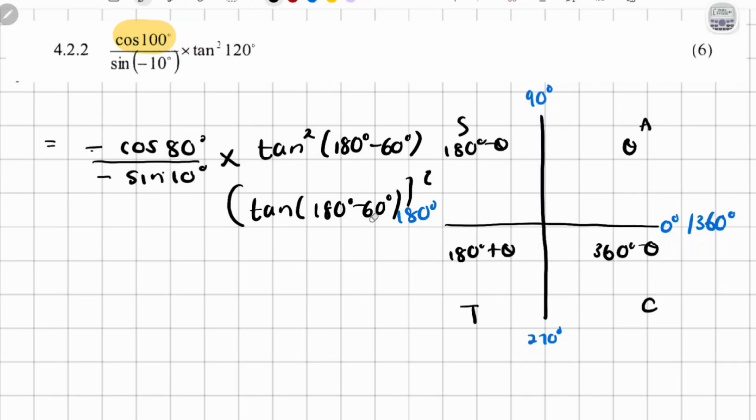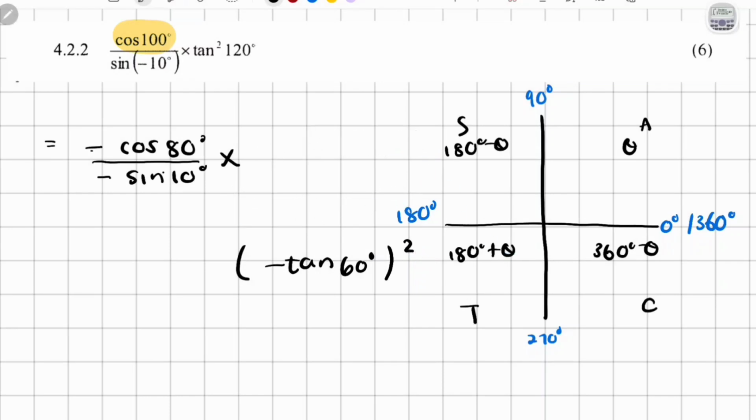But right now you see that this 180 minus 60 falls in the second quadrant. Tan is negative in this quadrant because only sine is positive here. So tan becomes negative tan of your reference angle, which is 60 degrees, and then it's been squared. Okay, so I'm just simplifying it shorthand quickly. And now this is negative tan 60 degrees all squared. When you square a negative number, it becomes positive. So this becomes positive tan squared of 60 degrees. Okay, and that's what we have there.